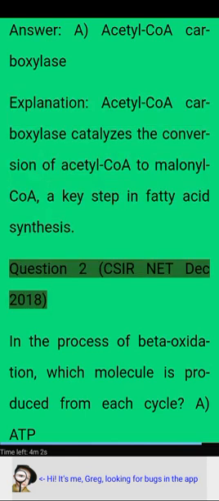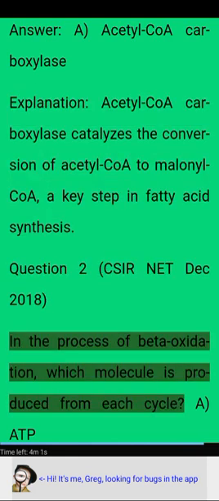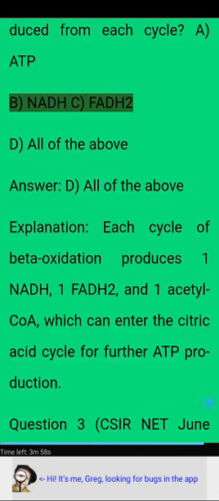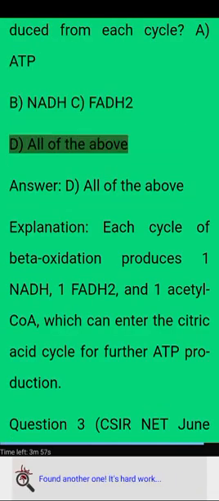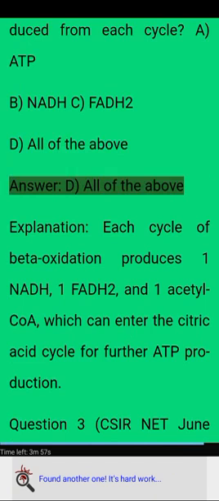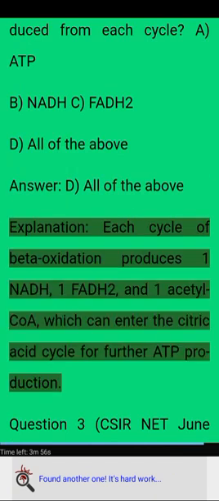Question 2. CSIR NET December 2018. In the process of beta oxidation, which molecule is produced from each cycle? A. ATP. B. NADH. C. FADH2. D. All of the above. Answer. D. All of the above. Explanation. Each cycle of beta oxidation produces one NADH, one FADH2, and one acetyl-CoA, which can enter the citric acid cycle for further ATP production.